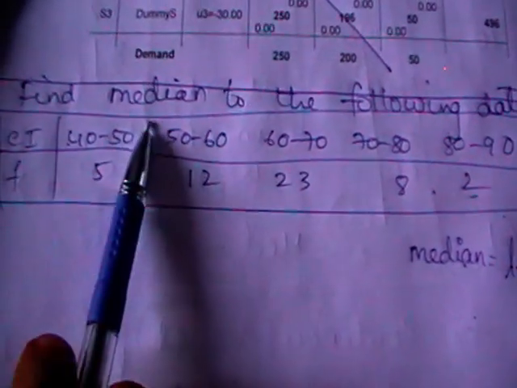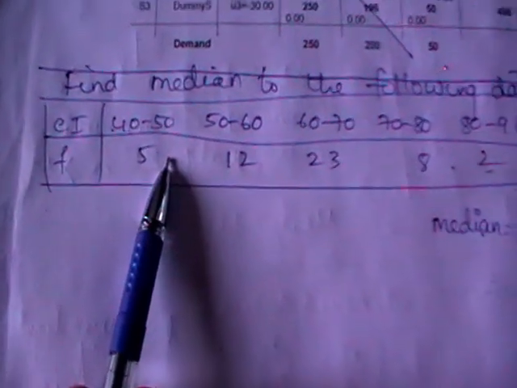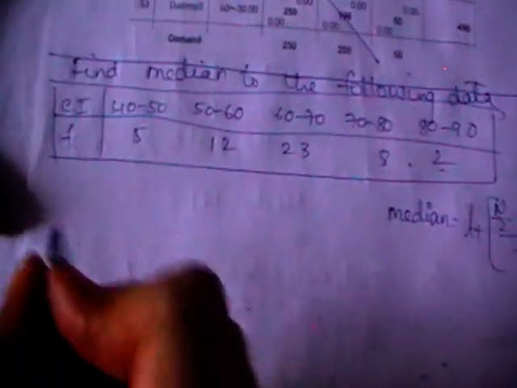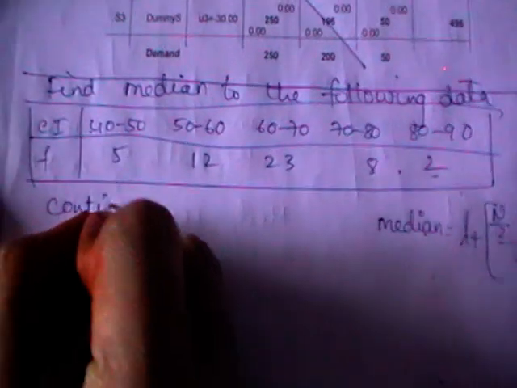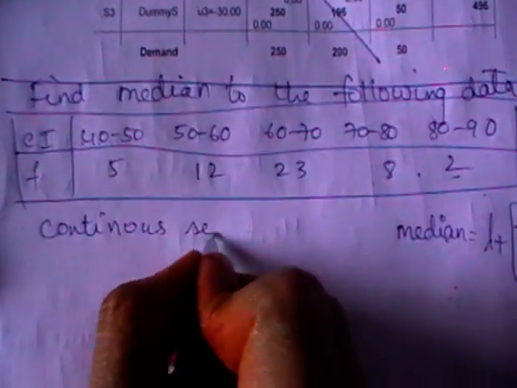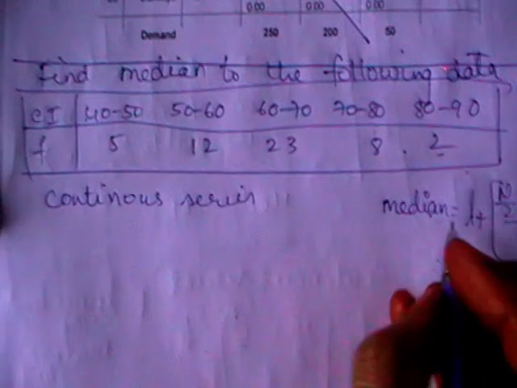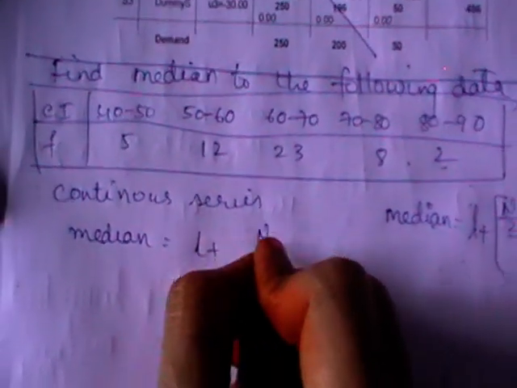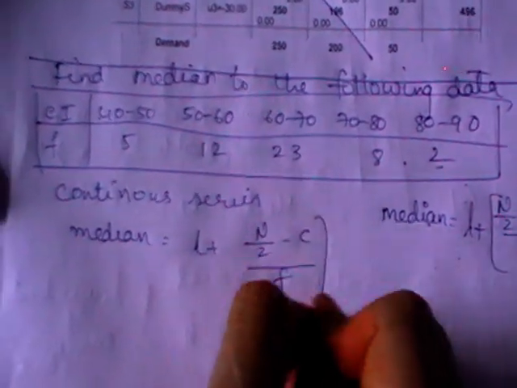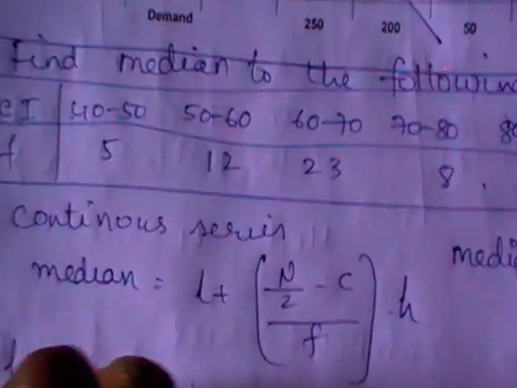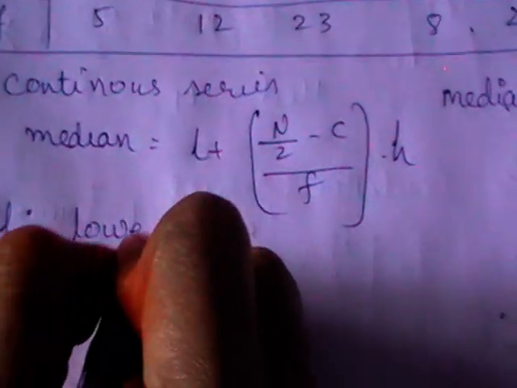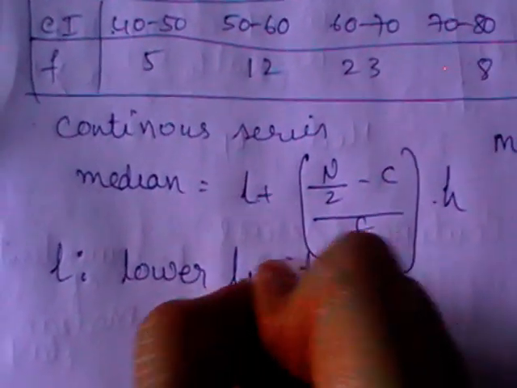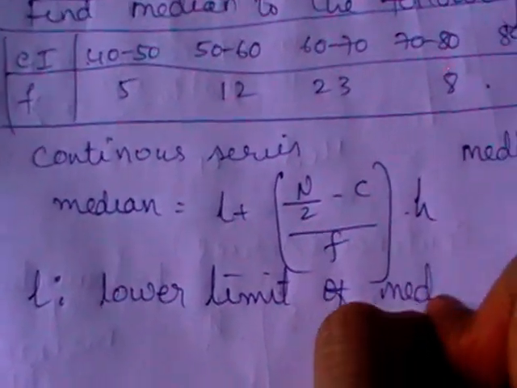So this is the problem given to you to calculate median. Class interval and frequency; in the class interval frequency means it is clearly a continuous series. This is the formula for median: median is equal to L plus (n by 2 minus C) by F into H. What is L? What I said about L? L is nothing but the lower limit of the median class.